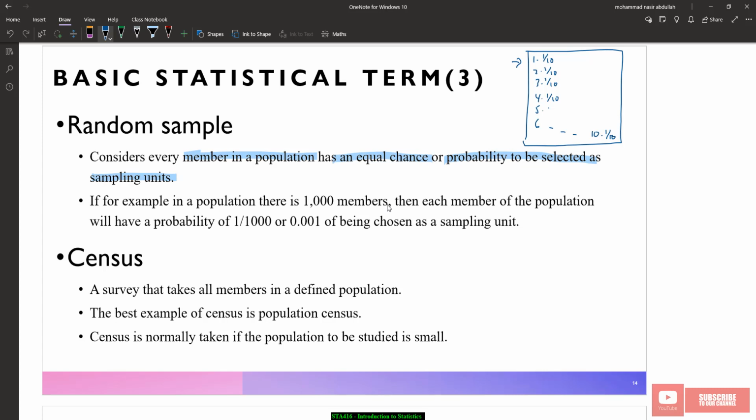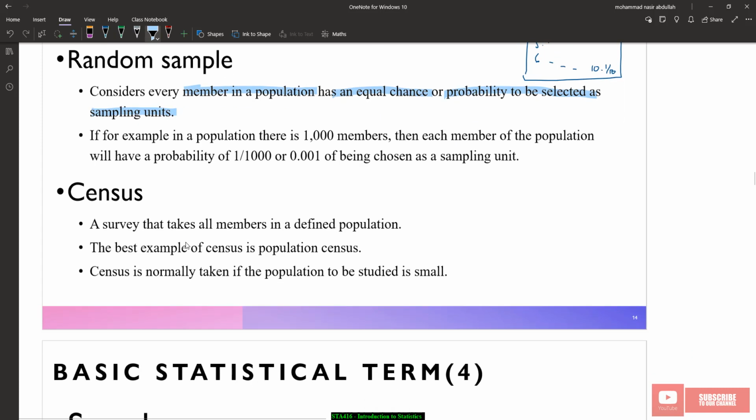Right, for example dekat sini benda yang sama dah explain. So census is a survey that takes all members in a defined population. Right, instead of taking a sample, maksudnya tadi I ulang balik, from a population we take a sample, right? This is a population. So instead of taking a portion from the population, census means that we take all members. Let's say we have 5,000 students, we take all 5,000 students as our data collection. Kita tak ambil sampel, kita ambil semua sekali member dalam population. Right? So the best example of census is the population census lah.